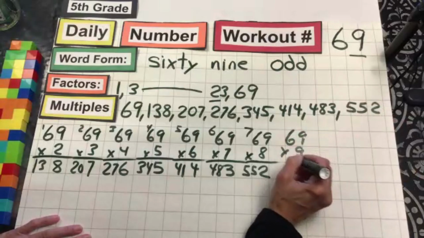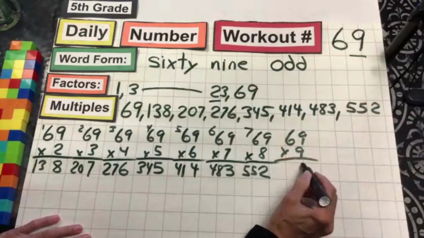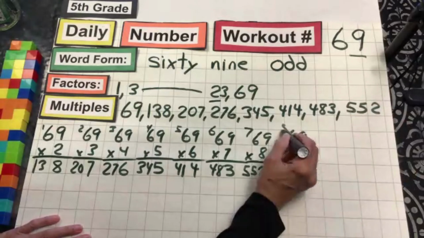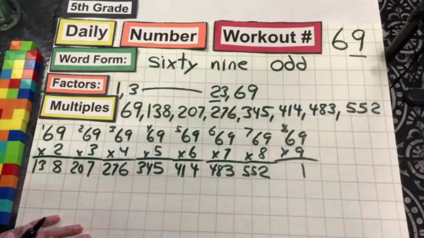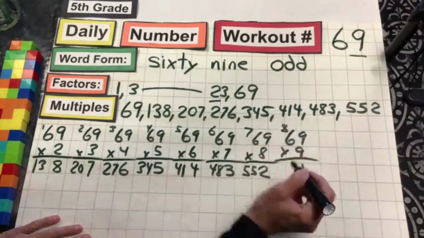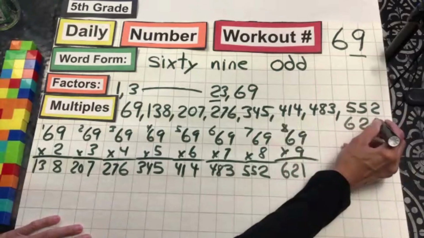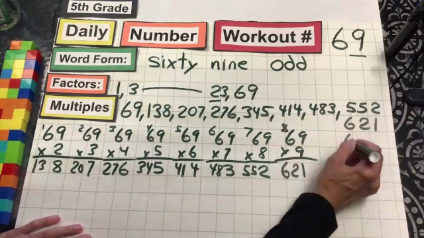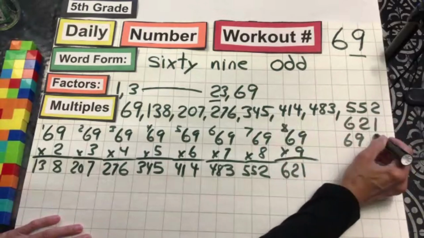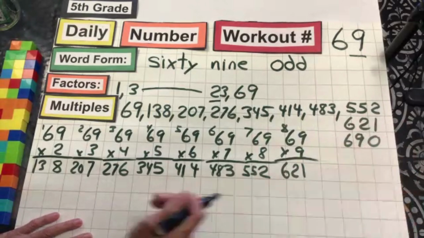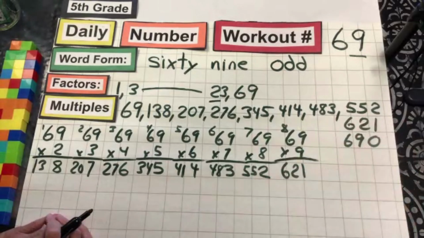69 times 9. 9 times 9 is 81. Drop the 1, carry the 8. 9 times 6 is 54, plus 8 would be 62. So we have 621. And then 10 times any number is that number with a 0 in the ones place. So there we have it.